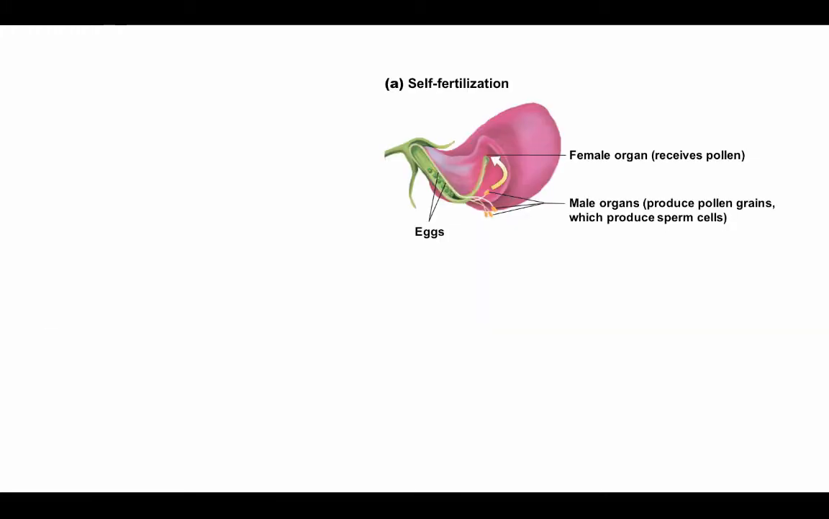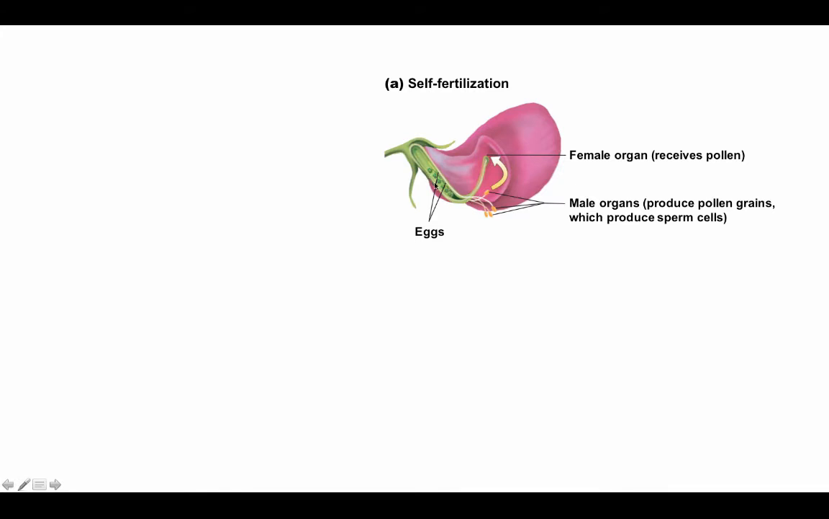So let's take a look at how pea plants normally reproduce. Pea plants normally self-fertilize. So the individual flower will produce pollen from the stamen, and the pollen from the same flower is going to be deposited on the female organ to fertilize those eggs.